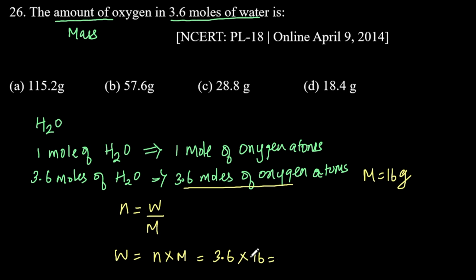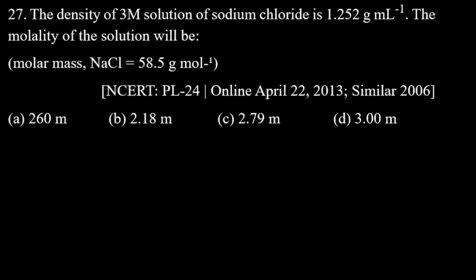So the answer is, if you multiply this, you will get the answer 57.6 gram. So option B is the correct answer. The next question is, the density of 3M solution of sodium chloride is 1.252 gram per milliliter. The molality of the solution will be.